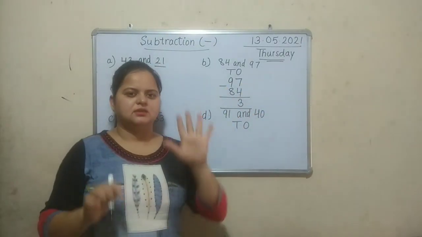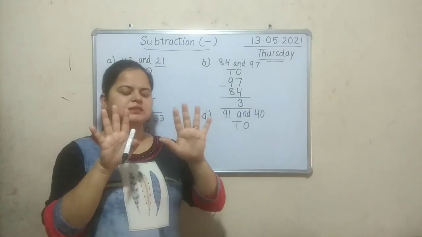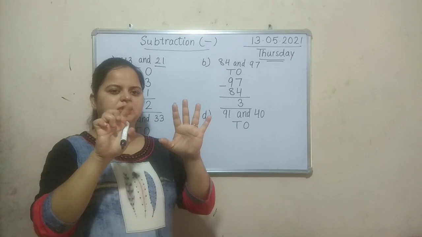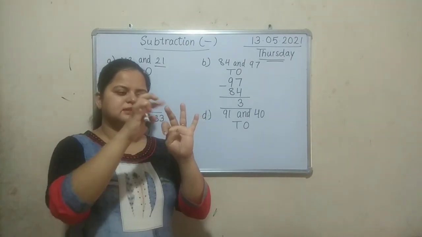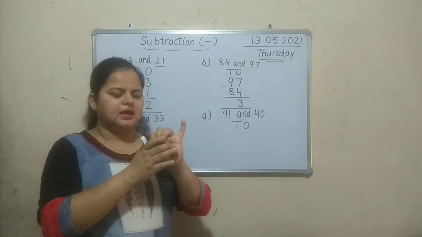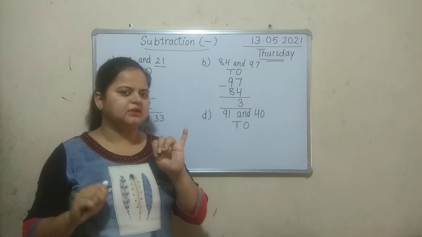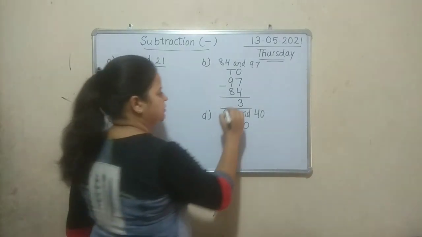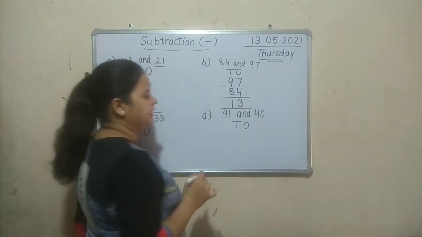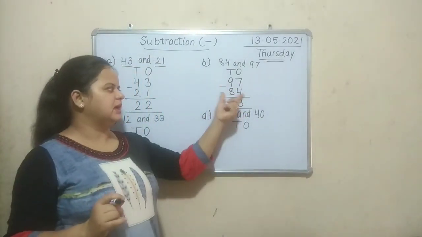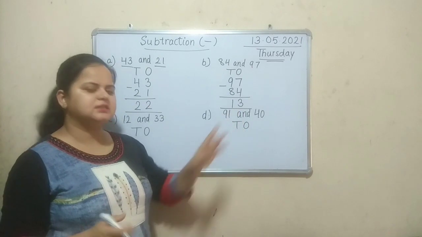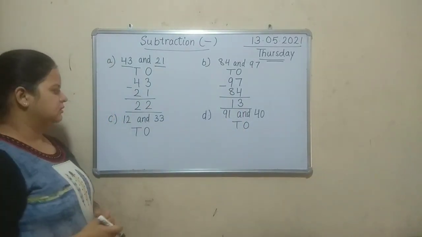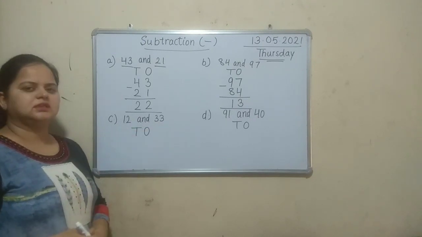9 minus 8. Now open 9 fingers and close 8 of them. 1, 2, 3, 4, 5, 6, 7, 8. I have closed 8 fingers and I have left only 1 now. So write 1 here. 97 minus 84, the answer is 13. Okay, done. Good.